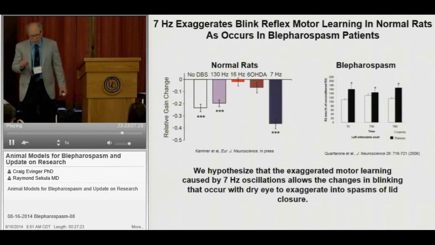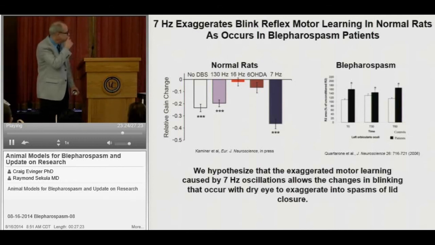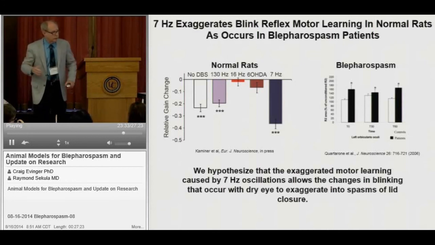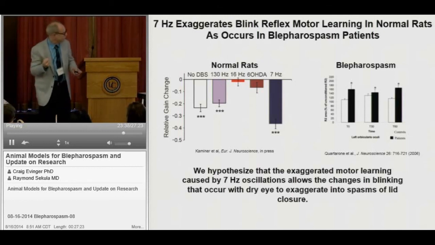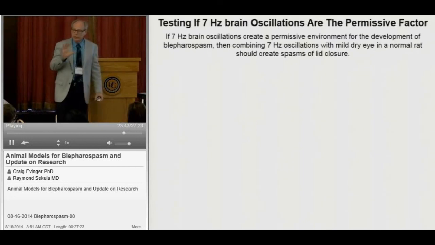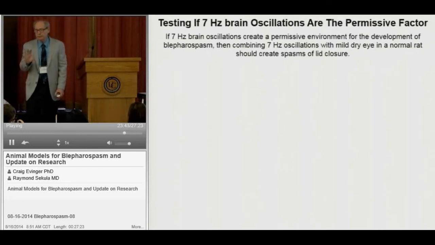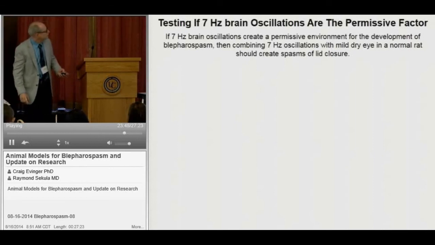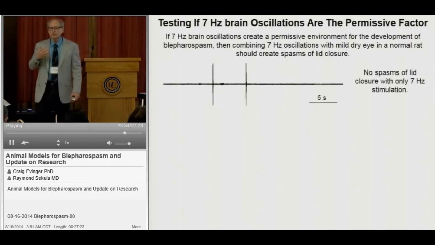Okay? So our argument is that these 7 hertz oscillations allow the changes in blinking that you get with dry eye, this motor learning that occurs with dry eye, to become exaggerated and turn into spasms. Okay? Now, I'm going to show you some really very preliminary data about how this might happen. All right. So let's start with the idea of just giving 7 hertz.